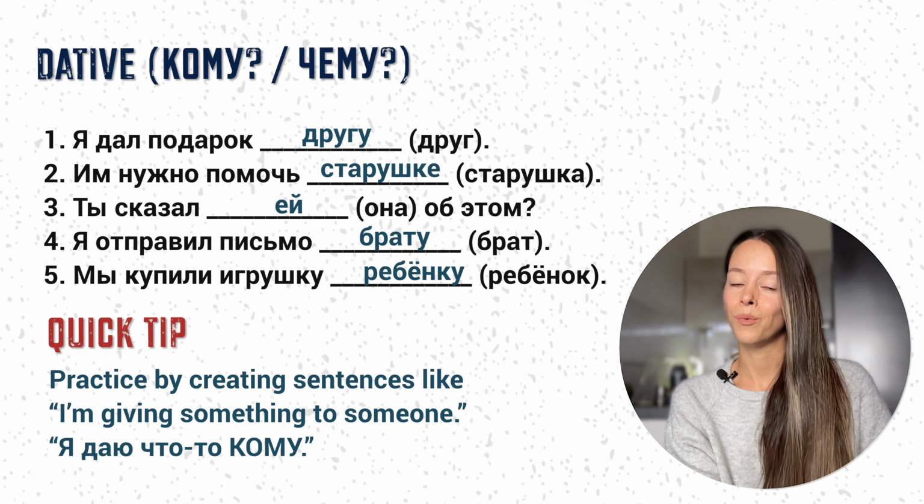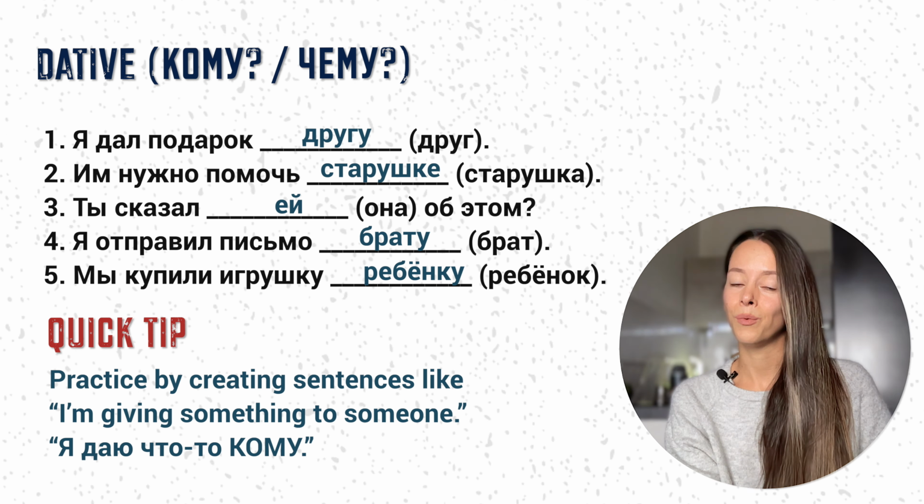Here's a quick tip to practice the accusative case. Practice by describing actions you do every day. For example, I see the table. I eat an apple, etc. Я вижу стол. Я ем яблоко. Я читаю книгу. Я вижу кота. This will help you get comfortable recognizing and using the accusative case.